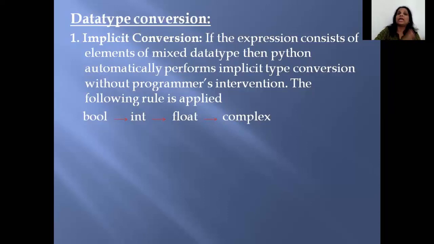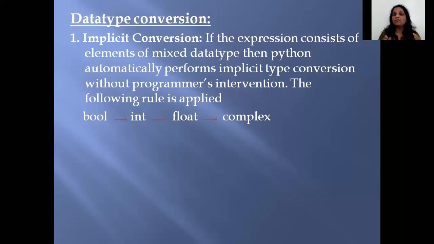Does it convert anything to anything? No. The last line tells you that Boolean can be converted to an int or a float or a complex. Int can be converted to a float or a complex. Float can be converted to a complex. Okay. So these conversions are called implicit because you don't have to interfere. If you have expressions with mixed data types, it will automatically do the conversion for you.